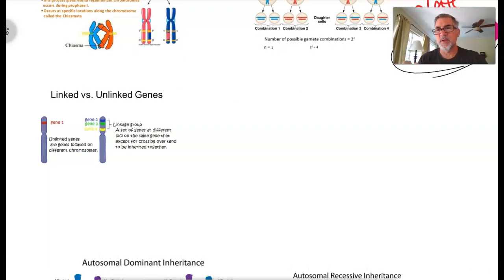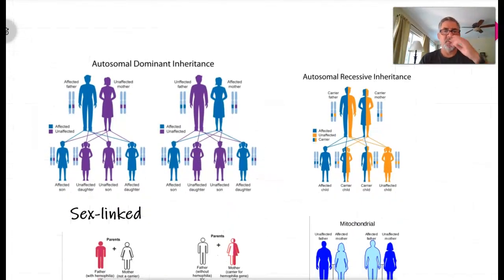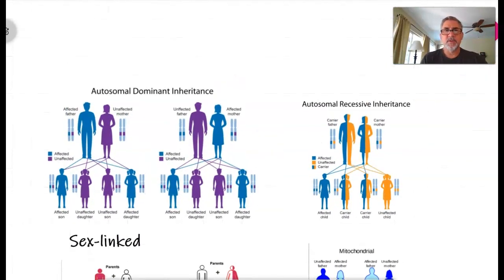And then genes can be linked or unlinked. So genes on the same chromosome are linked. Genes on different chromosomes are unlinked. So that's a brief overview of that. That's probably all you need for your questions.